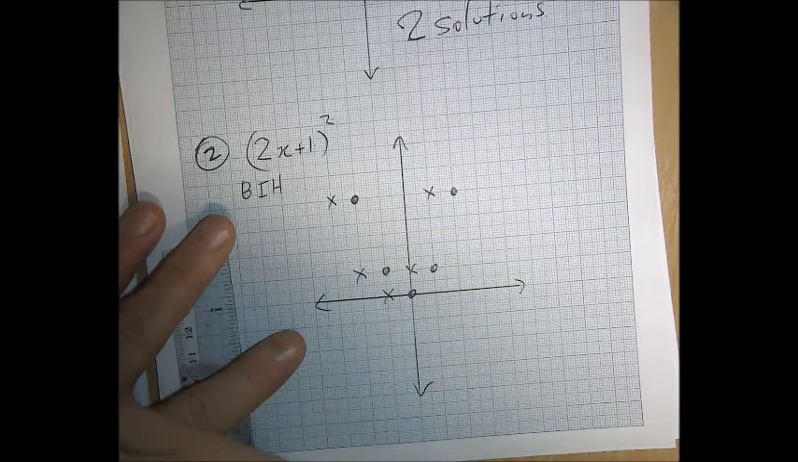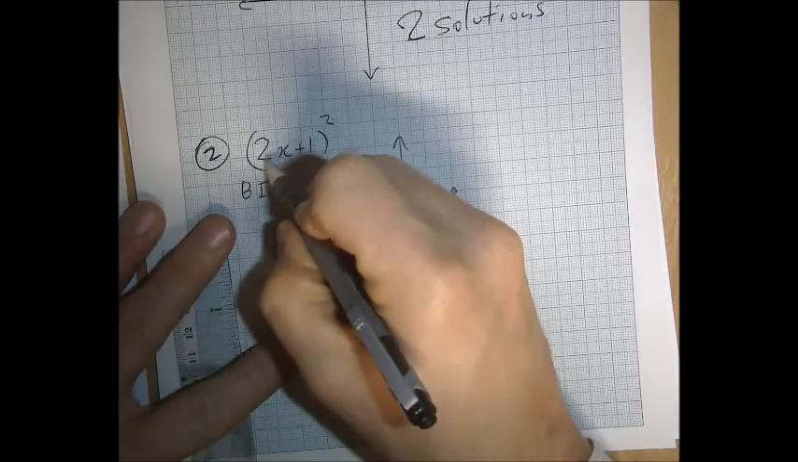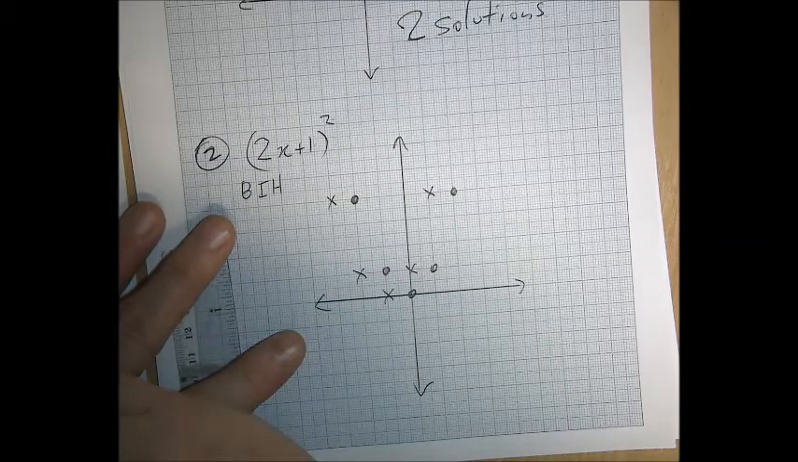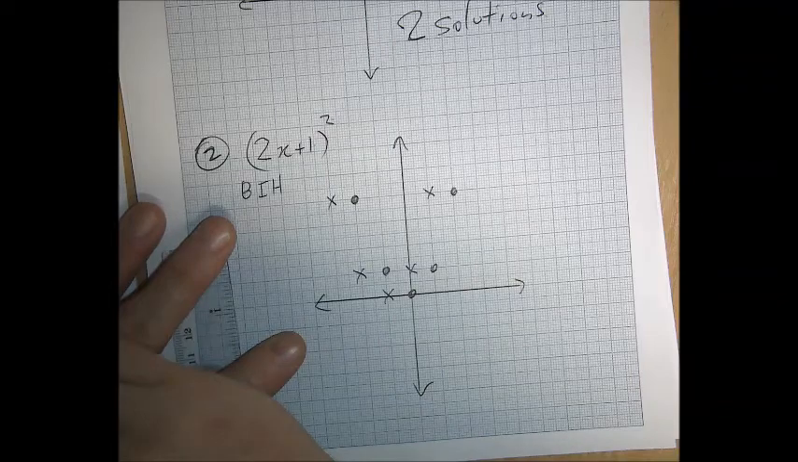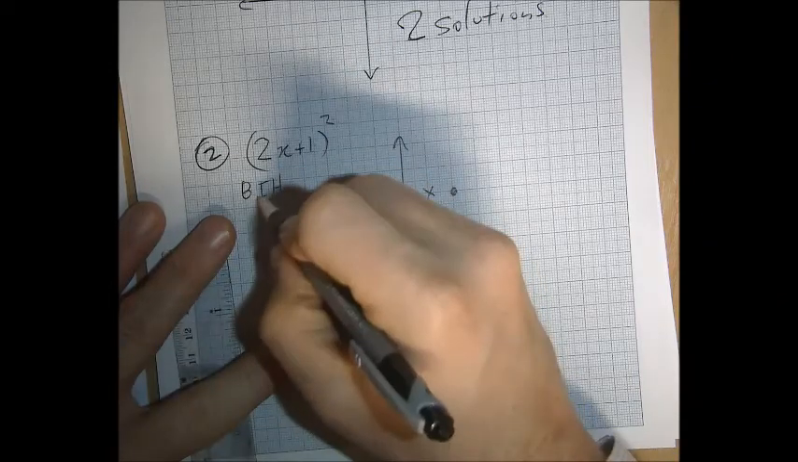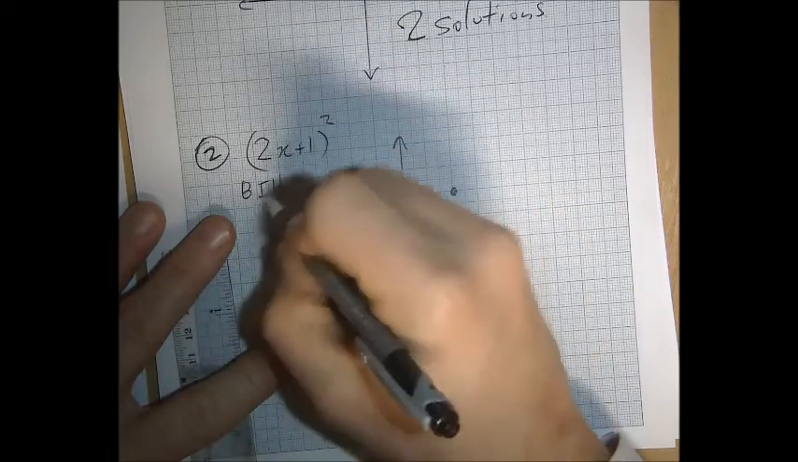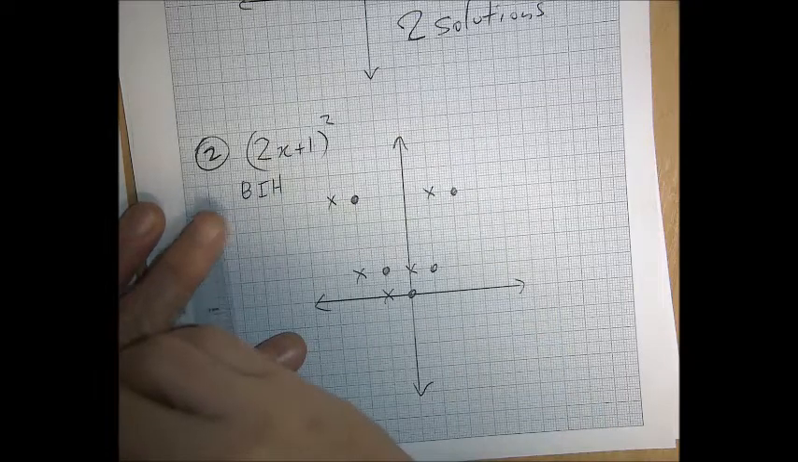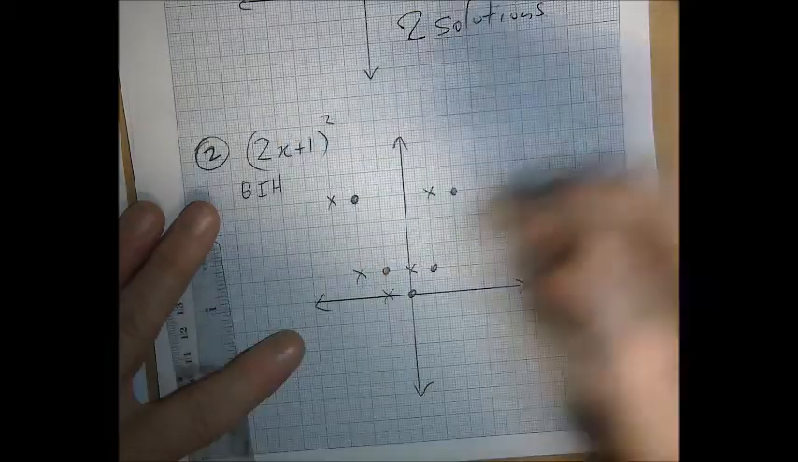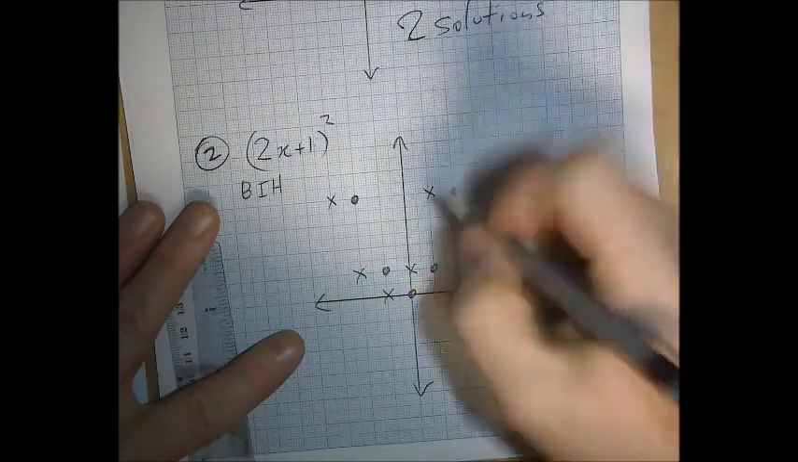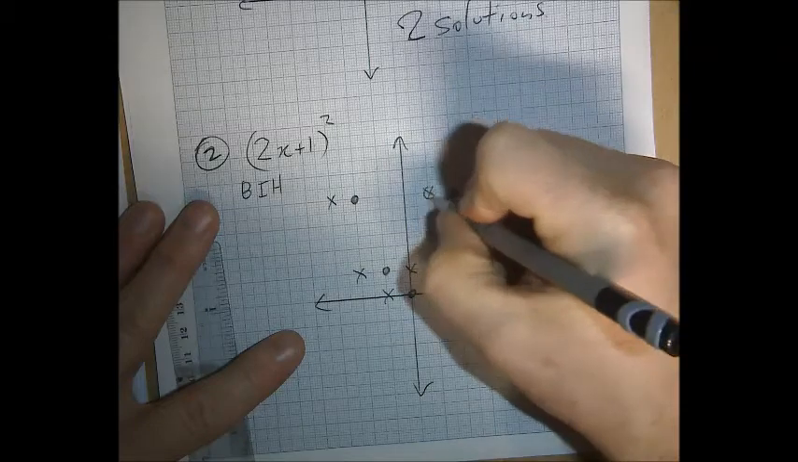And now I'm going to handle the timesing by 2. When I see a timesing by 2, I think stretch. But because this is before the squaring, it's illogical and horizontal, so it's not a stretch, it's a contraction, and it's a horizontal contraction. So I'm going to halve all the x coordinates, thus creating these black circles. Current x coordinate 2, new x coordinate 1.